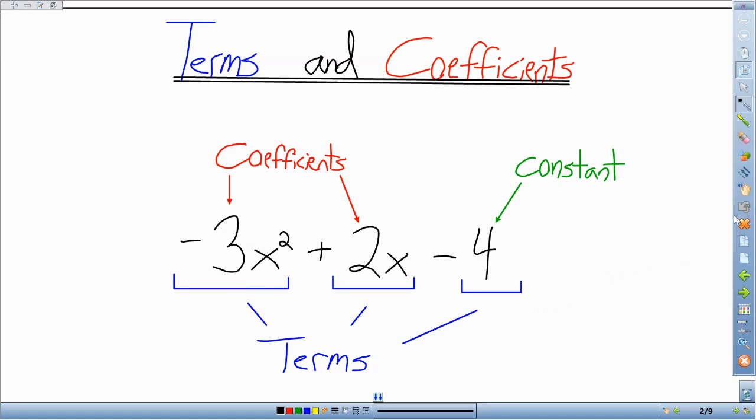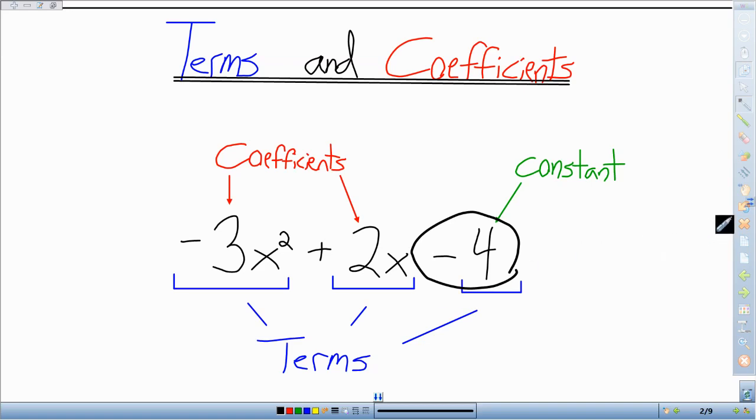One last thing is constants. Constants you can think of as just numbers by themselves that don't have any variables attached to them. So -4 here would be considered a constant. Good. Those are some words you'll maybe hear throughout the year, so just keep in mind that's what we're talking about.